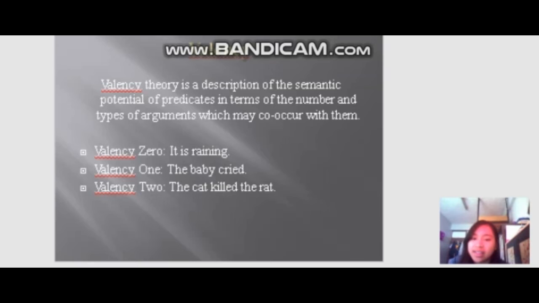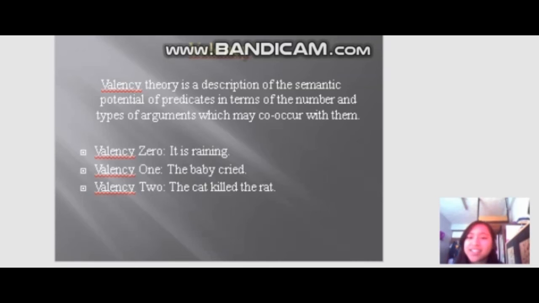Let's see valency 0. Valency 0 refers to predicates that have no particular subject. Let's see the example. "It is raining." So what is the subject of this sentence?